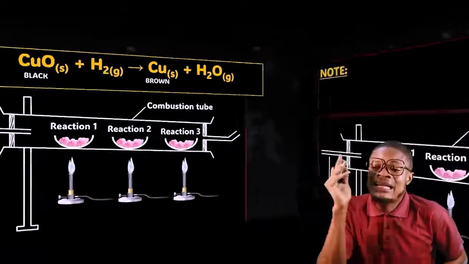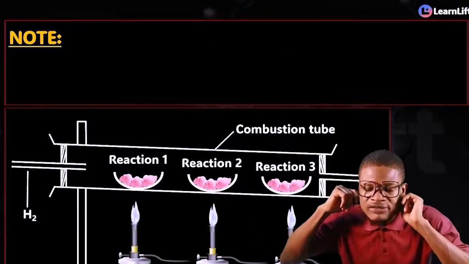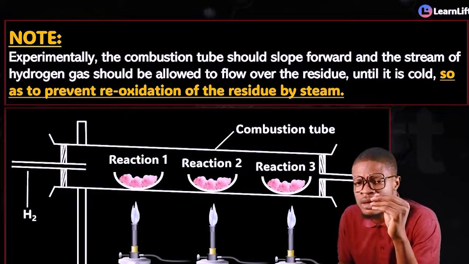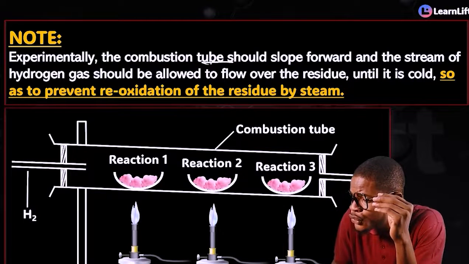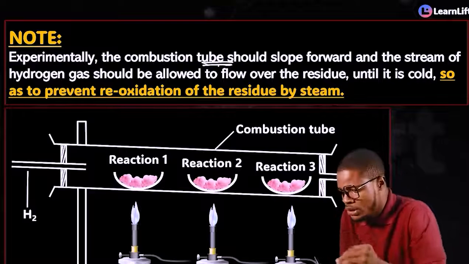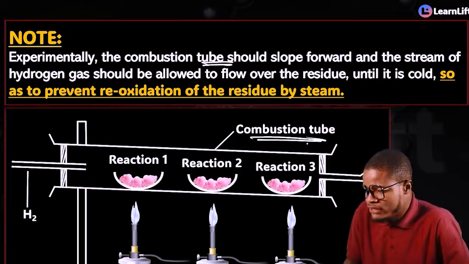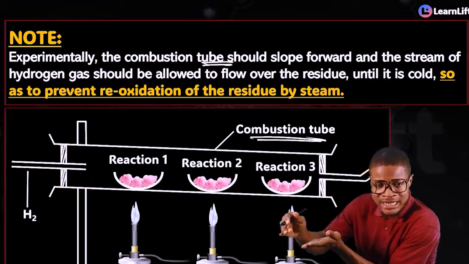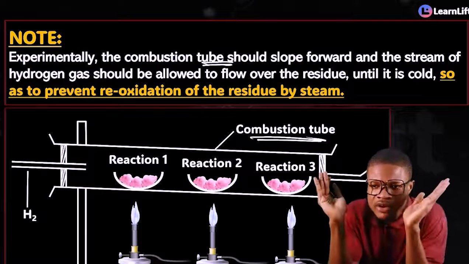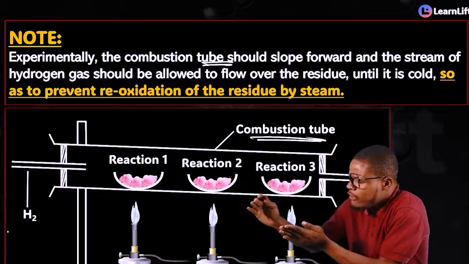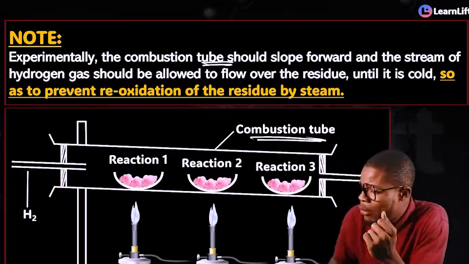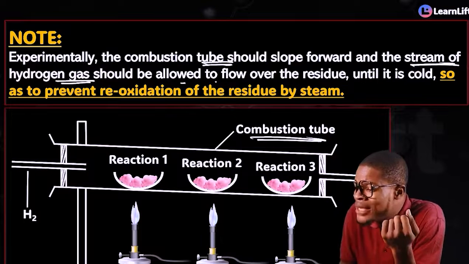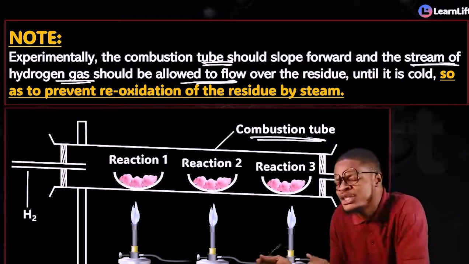Very easy and direct. And another important thing, please, I like you to note this very fast. Number one thing I like you to note is this. Experimentally, the combustion tube should slope forward. Look at this combustion tube now. Look at it very well. If you watch, it is tilted downwards. Why is this sloping forward? It is sloping forward for 2 reasons. What are the 2 reasons? Number one, so that the stream of hydrogen gas should be allowed to flow over the residue.